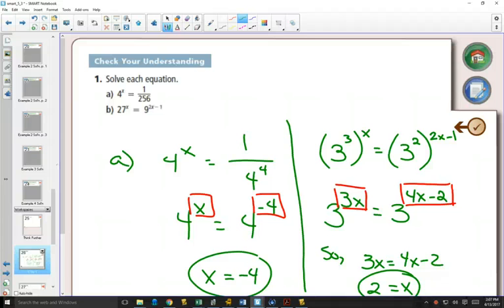Questions we can do, I'm going to get you to try some of these. 3, 4, 5, and 6. Thank you. You can just put it under there.